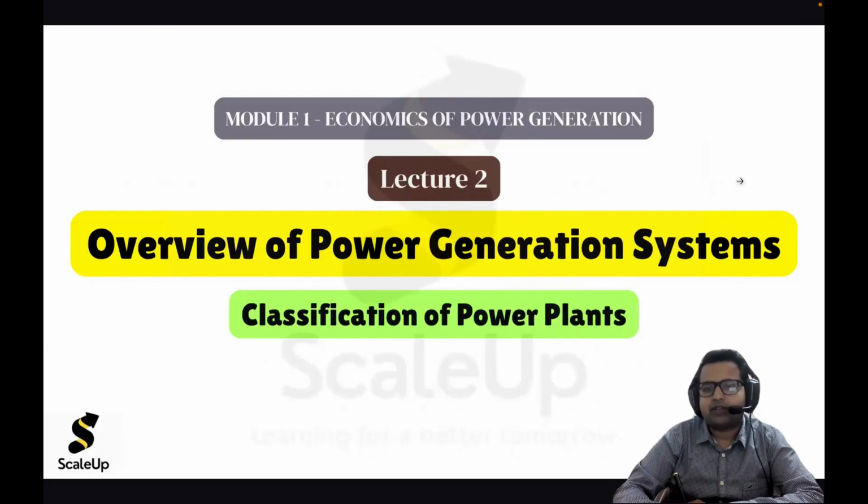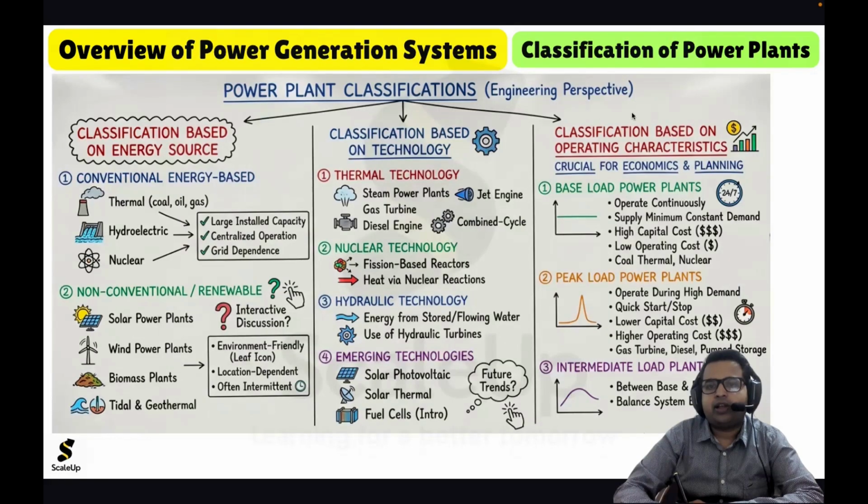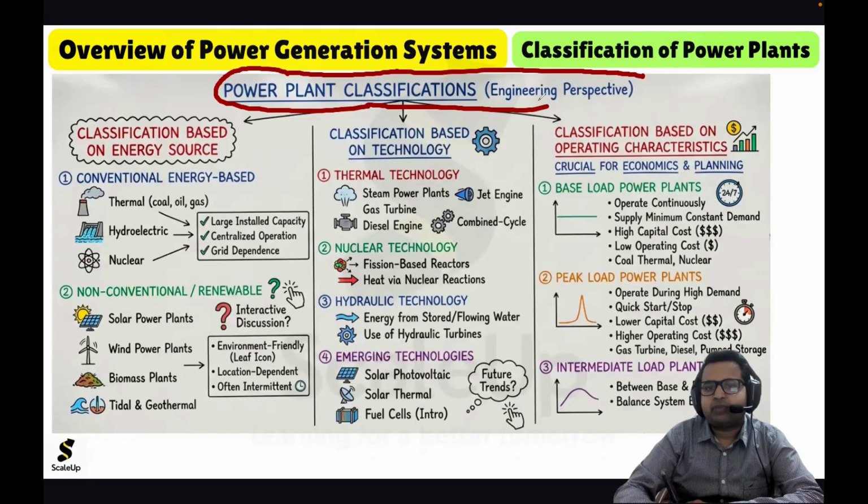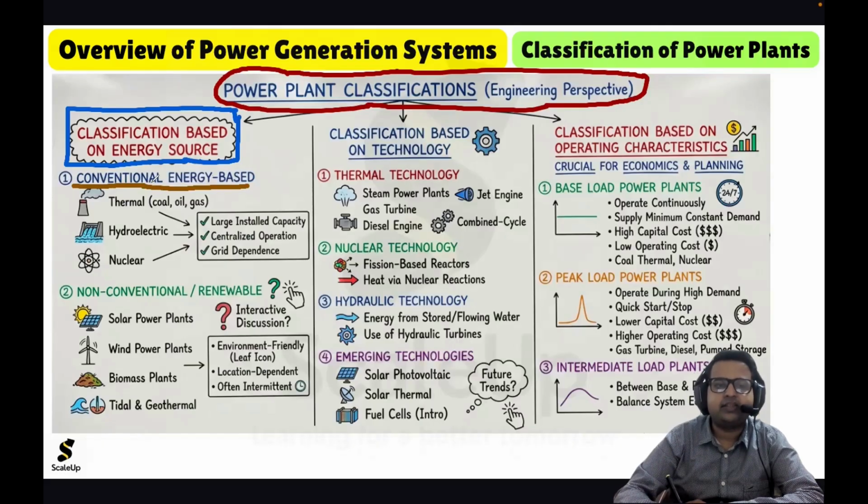Classification of power plants. Now we will be classifying power plants from an engineering perspective. We can classify power plants based on energy sources. Based on energy source, we can have conventional energy based power plants. Conventional energy means non-renewable; these are energies that we cannot renew.